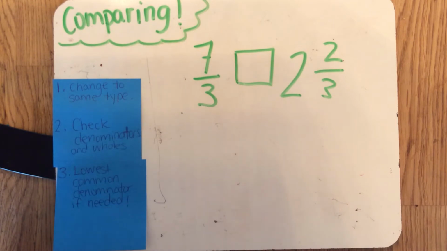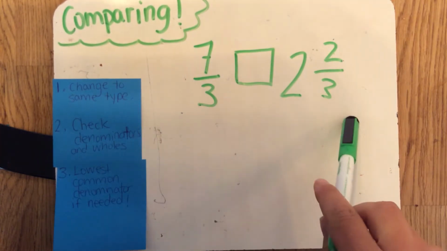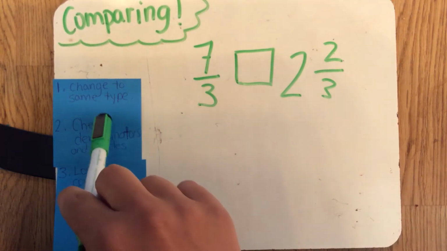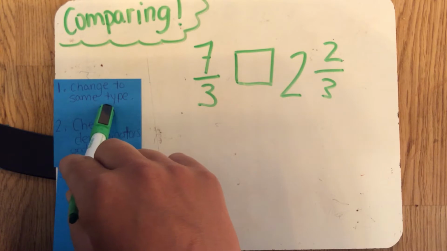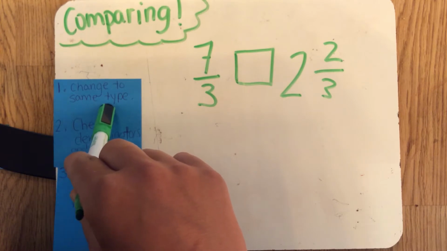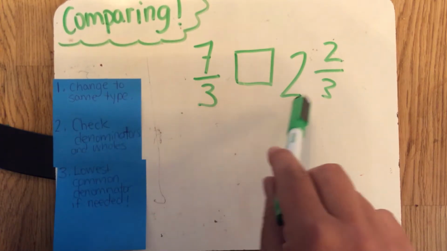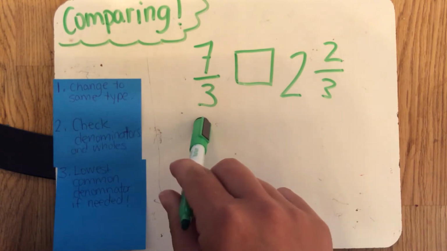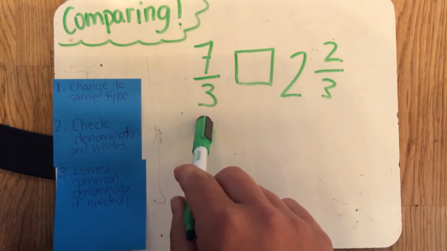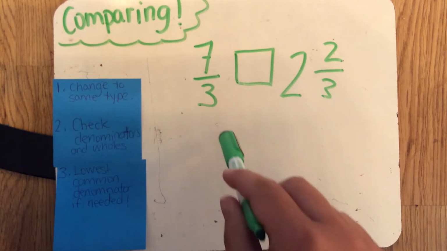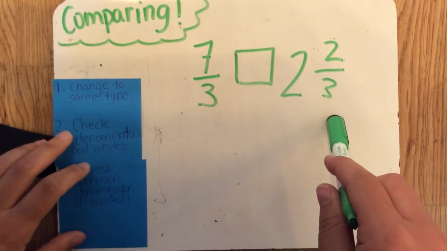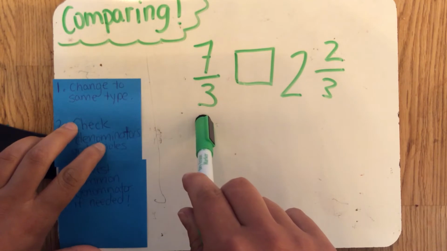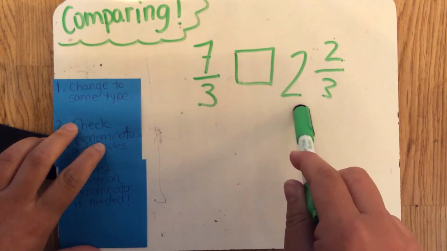Okay, so hopefully you've paused if you need to. I'll show you how we'll compare 7/3 to 2 2/3. So you need to change these to the same type. It doesn't really matter if you change them to mixed numbers or improper fractions. Just pick the one that you prefer to work with. I prefer to work with improper fractions. So that's what I'm going to do for my first example. So this is already improper, we'll leave that. And this one is not.